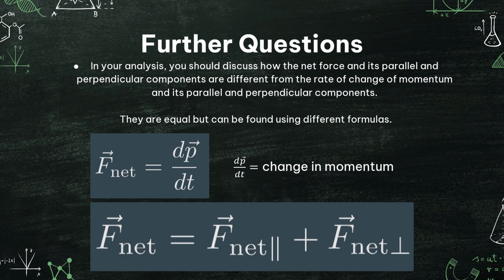According to Newton's second law, Fnet and the change in momentum are actually equal to each other. However, they do differ in the formulas used to derive them, with the Fnet formula seen here and the dp/dt formula found in the change in momentum.